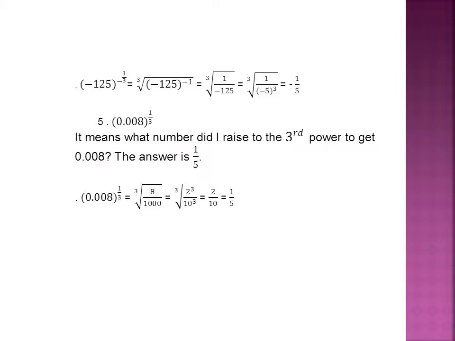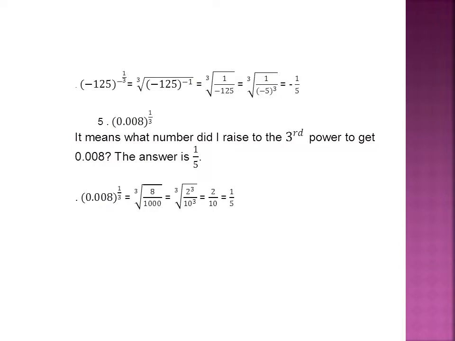Remember the definition of exponent. If the exponent is negative 1, we have to write it in a fraction form. Hence we have the cube root of 1 divided by negative 125. And the cube root of negative 125 is what? Negative 5. It means negative 5 times negative 5 times negative 5, and we are going to have negative 125.